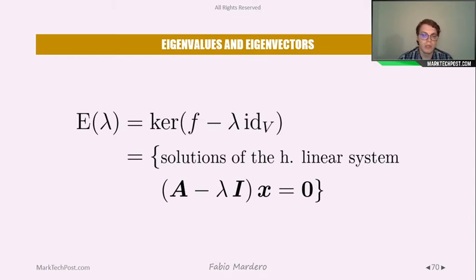When writing this kernel, we are saying that in the eigenspace there is every vector x that is a solution of the homogeneous linear system A minus lambda identity matrix times x equal to 0.